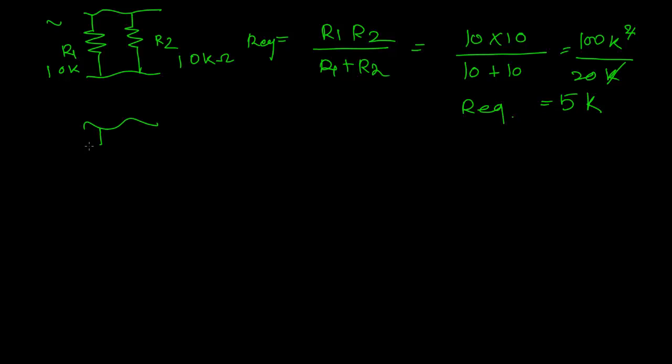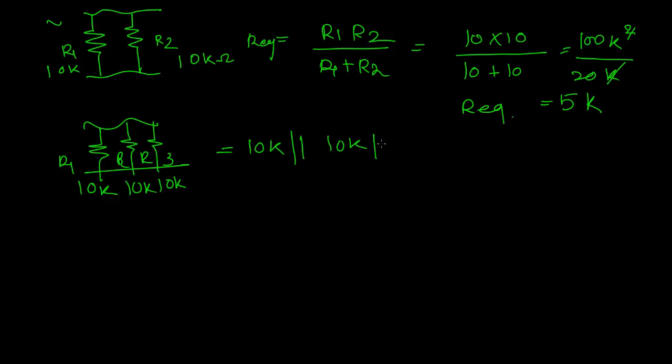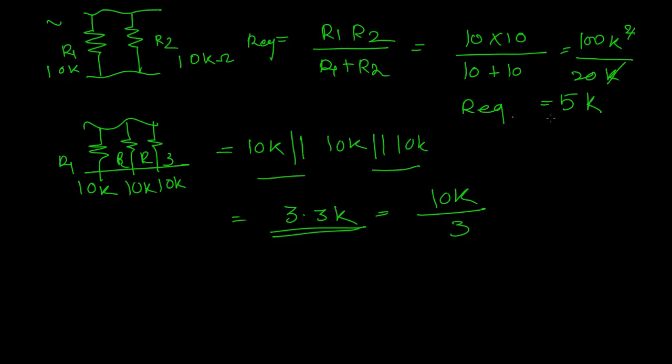Similarly, if you take three resistances in parallel of the same value, R1, R2, R3, 10k, 10k, 10k, by the way, k is a kilo ohm, that is 10,000 ohm. So 10k parallel with 10k parallel with 10k. If you do this multiplication, you will get 3.3k for each resistance. That is 10k upon 3, and this was 10k upon 2. So basically, if there are n resistors, n number of resistors, right?